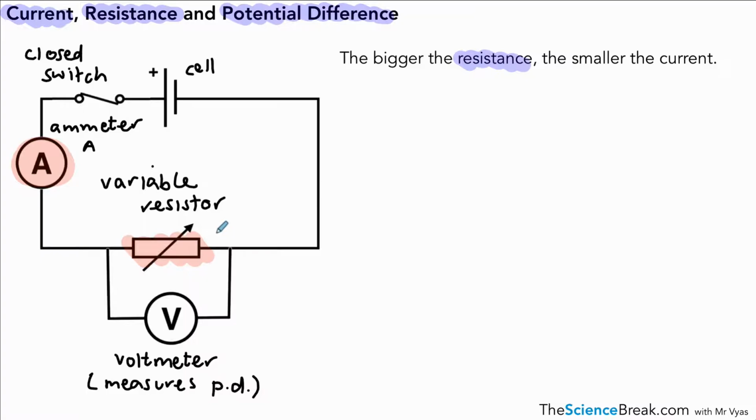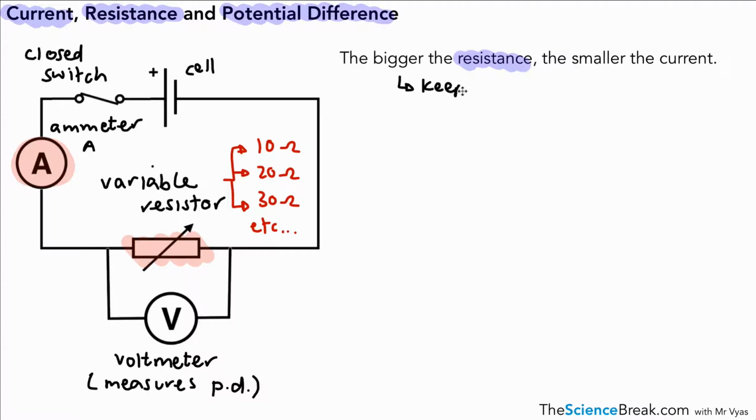We can put in some example values for resistance. Resistance is measured in a unit called ohms. There's a symbol. So we could have 10 ohms, 20 ohms, 30 ohms, and so on. So we could change the value of our resistor, for example, those values there, and that would have an effect of decreasing the current. So the bigger the resistance, the smaller the current.